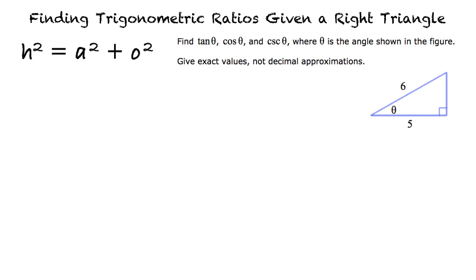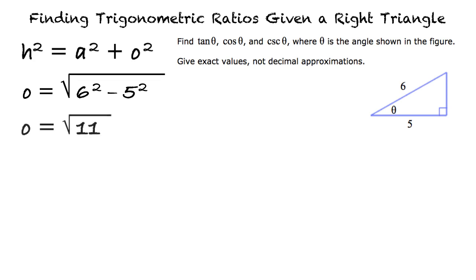To start this problem, we would use the Pythagorean theorem to find the value of the missing side, which is the opposite side in this example. Exactly. Substituting the given values into the equation yields o equals the square root of 6 squared minus 5 squared, which results in o equals the square root of 11.